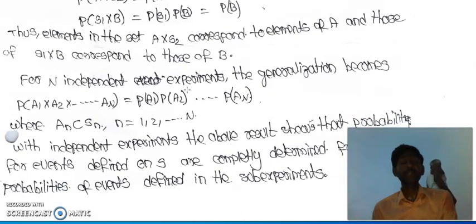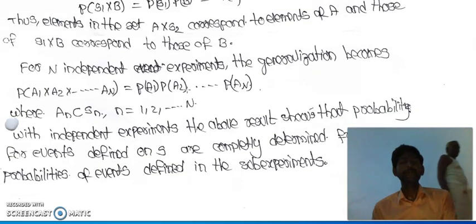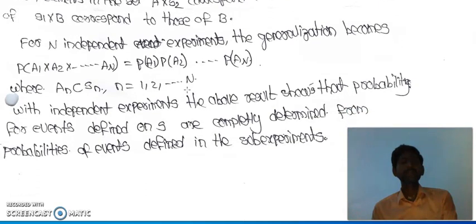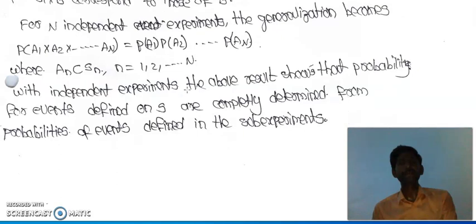Similarly, for n independent experiments, the generalization becomes P of A1 cross A2 cross and so on to An, which is equivalent to P of A1 times P of A2 times and so on to P of An. With independent experiments, the above result shows that probabilities for events defined on S are completely determined from the probabilities of events defined in the sub-experiments.